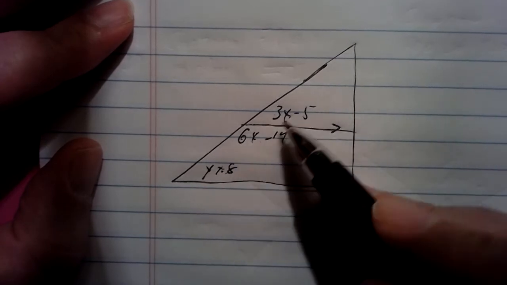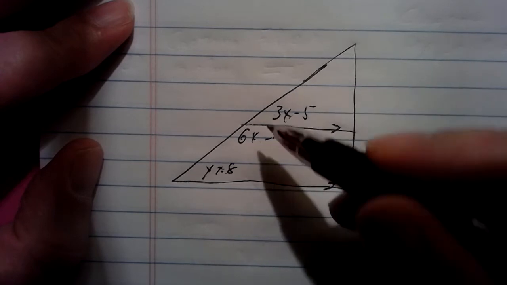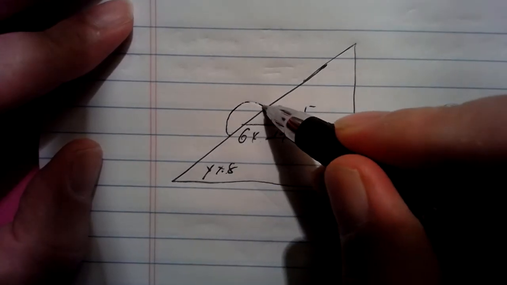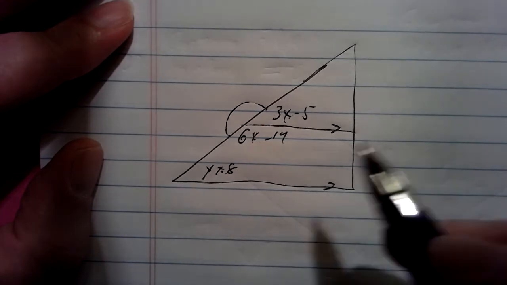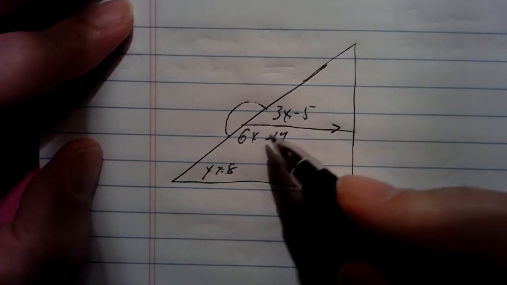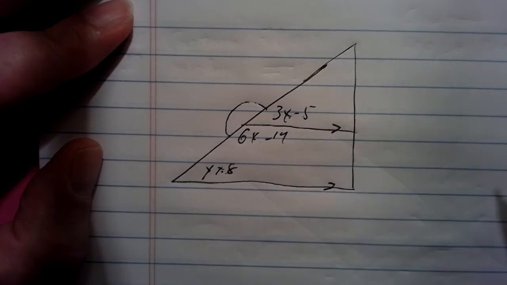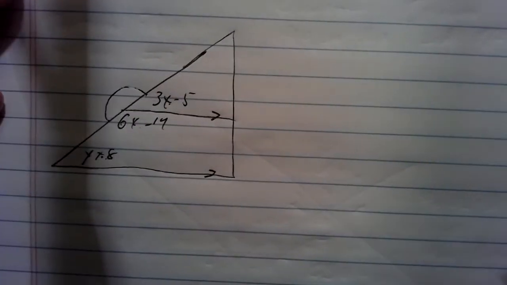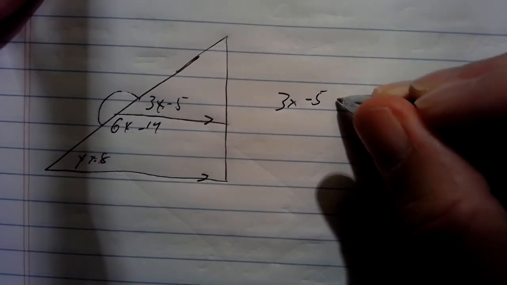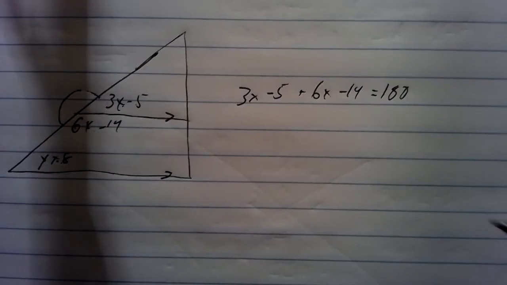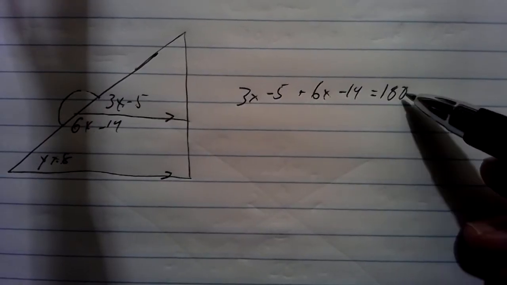Now, these two make up a linear pair. In other words, they make up a straight line. So if they make up a straight line, they have to add up to 180 degrees. So when you add these two, you can set that equal to 180 degrees. So you'd very simply set up an equation, 3x minus 5 plus 6x minus 14 is equal to 180 degrees. And then you would solve that equation for x.